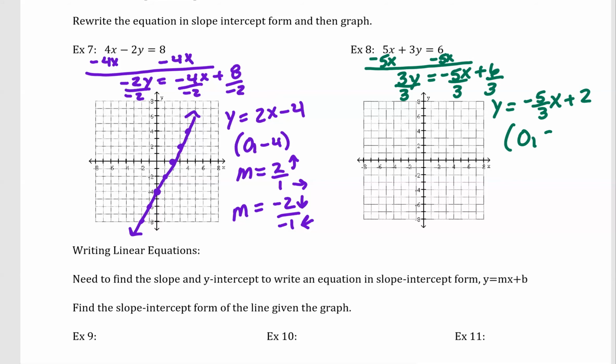Our y-intercept is (0, 2). And the slope is -5/3. I attach the negative to the 5, which means I would go down 5 and right 3. But I could also attach the negative to the 3 and rise 5 and go left 3. But it all starts by going to the y-intercept at (0, 2).